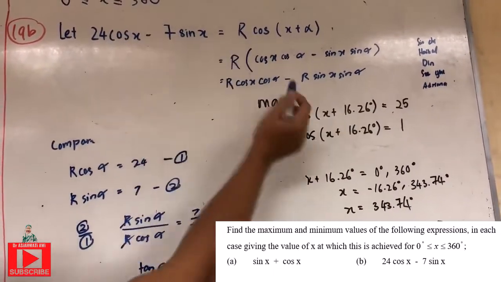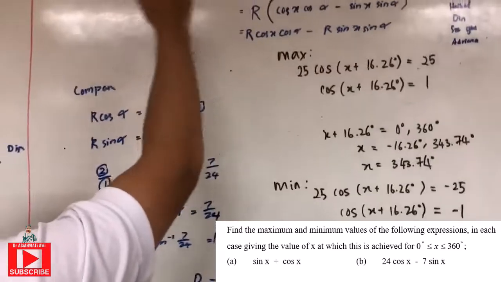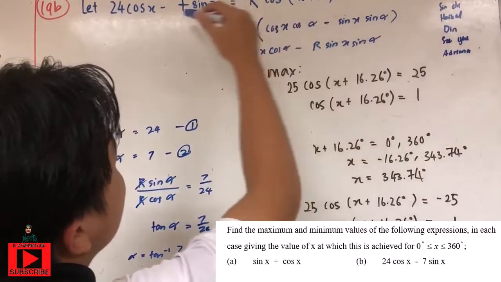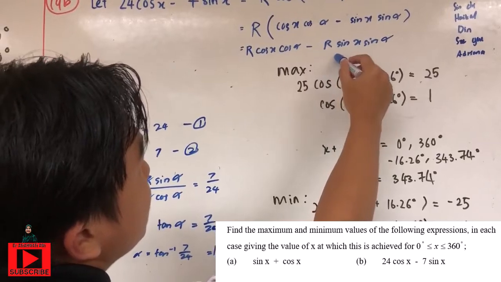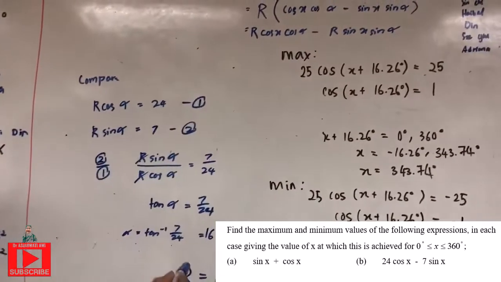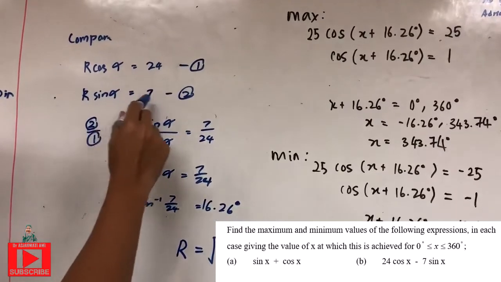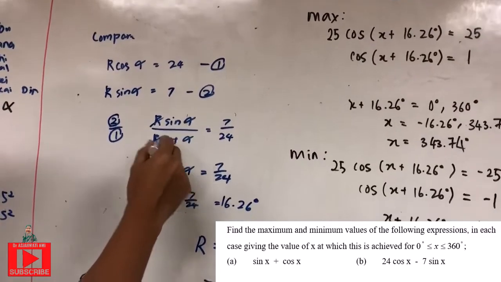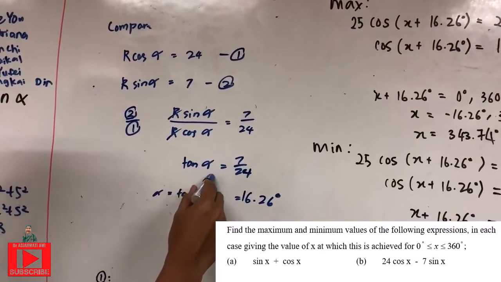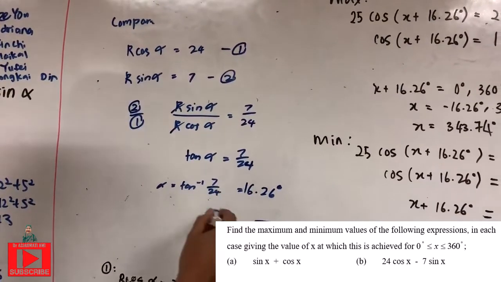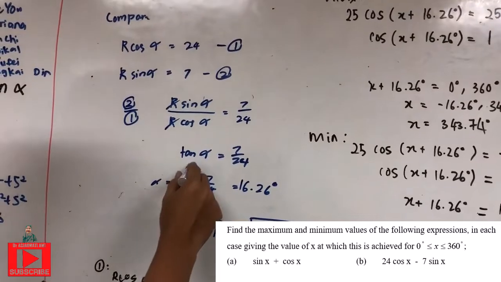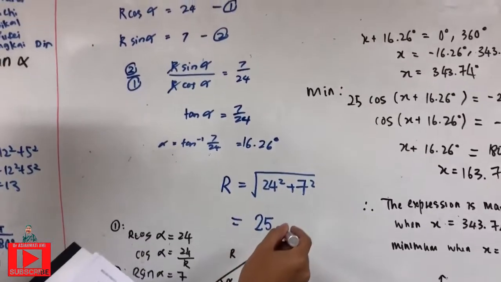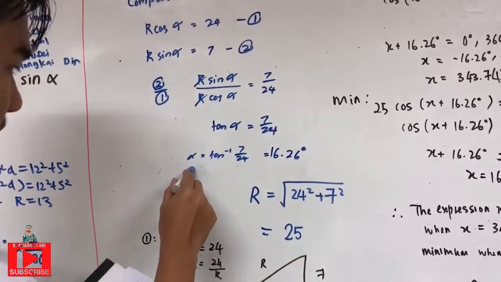We compare the cos x, and we get 24 equals r cos alpha. Then we compare the sin x, and we get 7 equals r sin alpha. So from this, we divide the second equation by the first equation. The r cancels, so sin alpha over cos alpha, and we will get tangent alpha equals 7 over 24. So to find alpha, we shift tangent 7 over 24, and we will get 16.26 degrees. From this we get alpha.